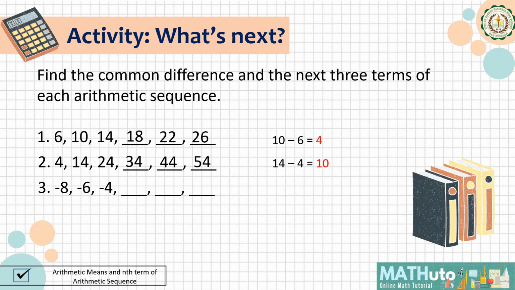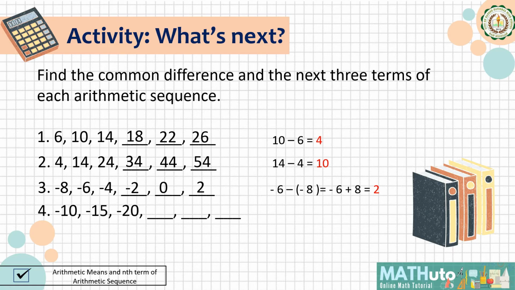Number 3: negative 8, negative 6, negative 4. Subtract the first term from the second term to get the common difference. Negative 6 minus negative 8 is negative 6 plus 8, which is equal to 2. Thus, the common difference is equal to 2. Let us now add this common difference to our last term. Negative 4 plus 2 is negative 2. Negative 2 plus 2 is 0. And 0 plus 2 is 2.